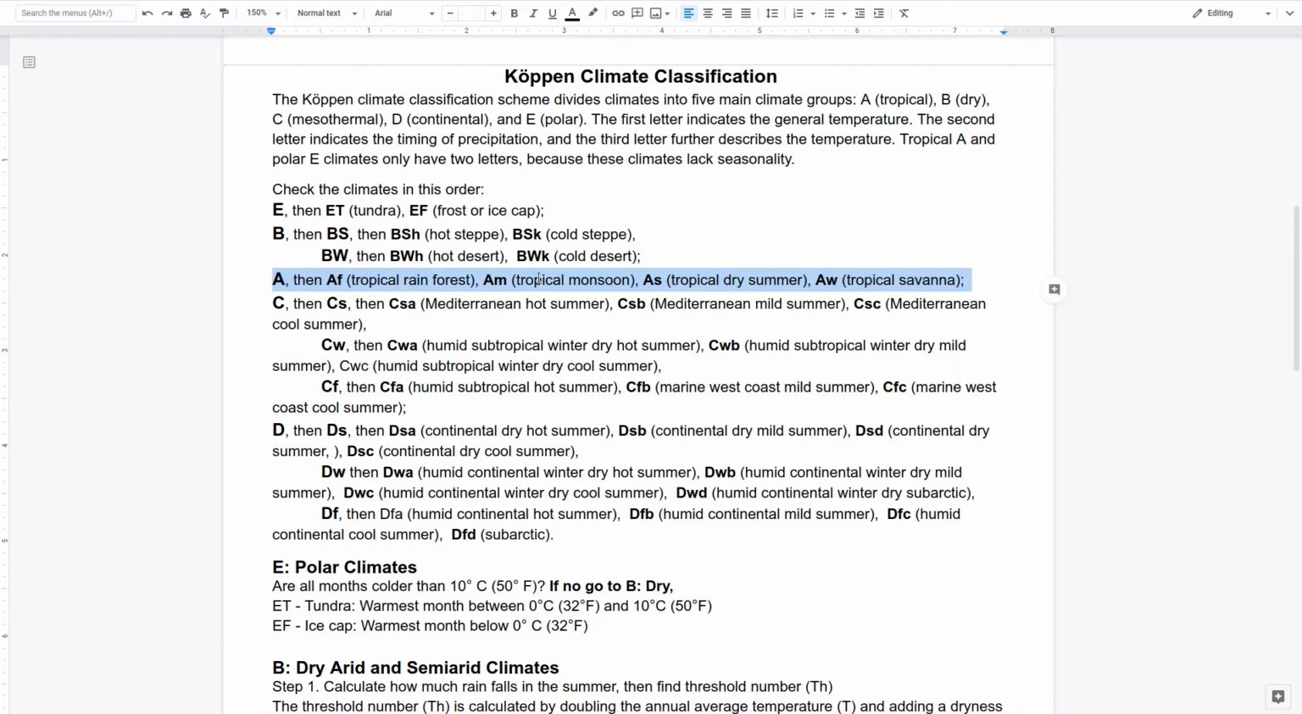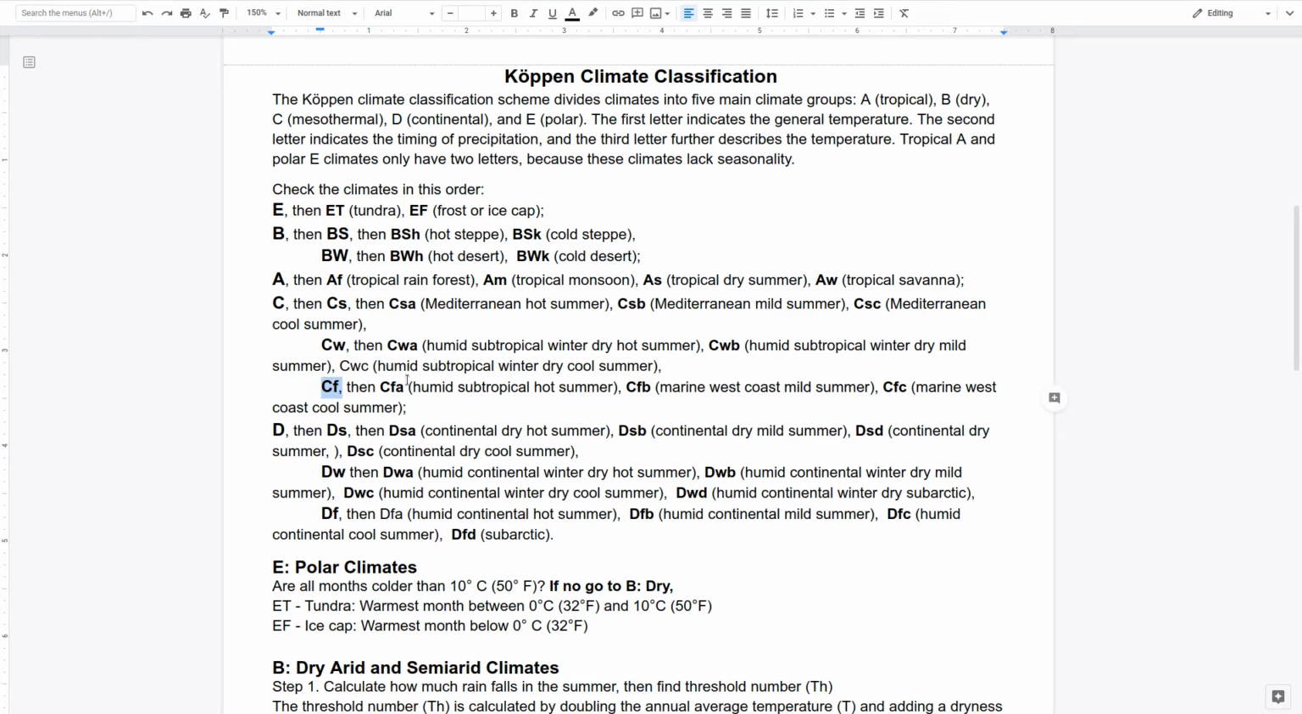If not, is it a monsoon? If not, summer dry. If not, it's got to be savanna. But if it's not an A climate, you check to see, is it a C climate? If it's a C climate, then you check to see, is it a Mediterranean climate? There's some math we'll have to do. If it's not Mediterranean, is it winter dry? And if it's not winter dry, then is it humid year-round?